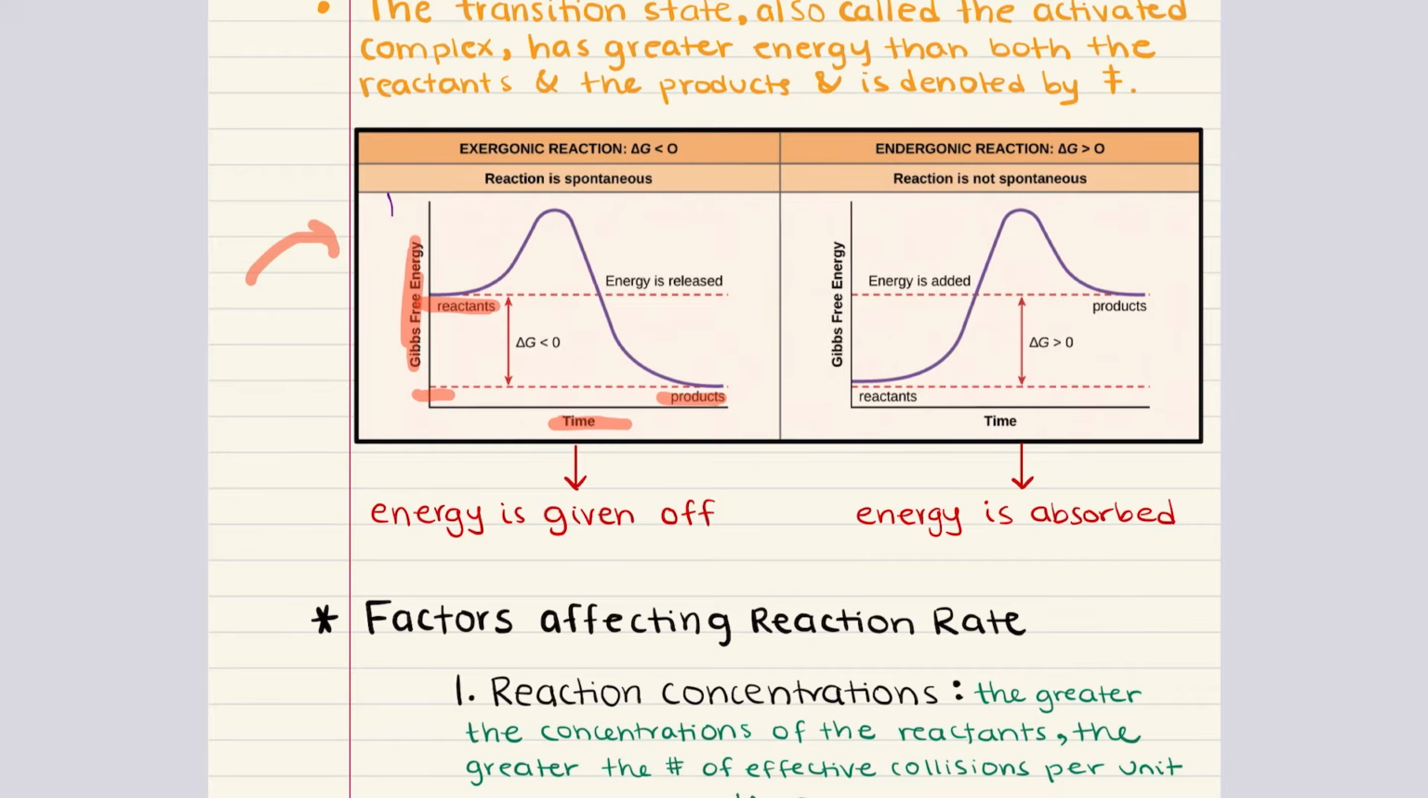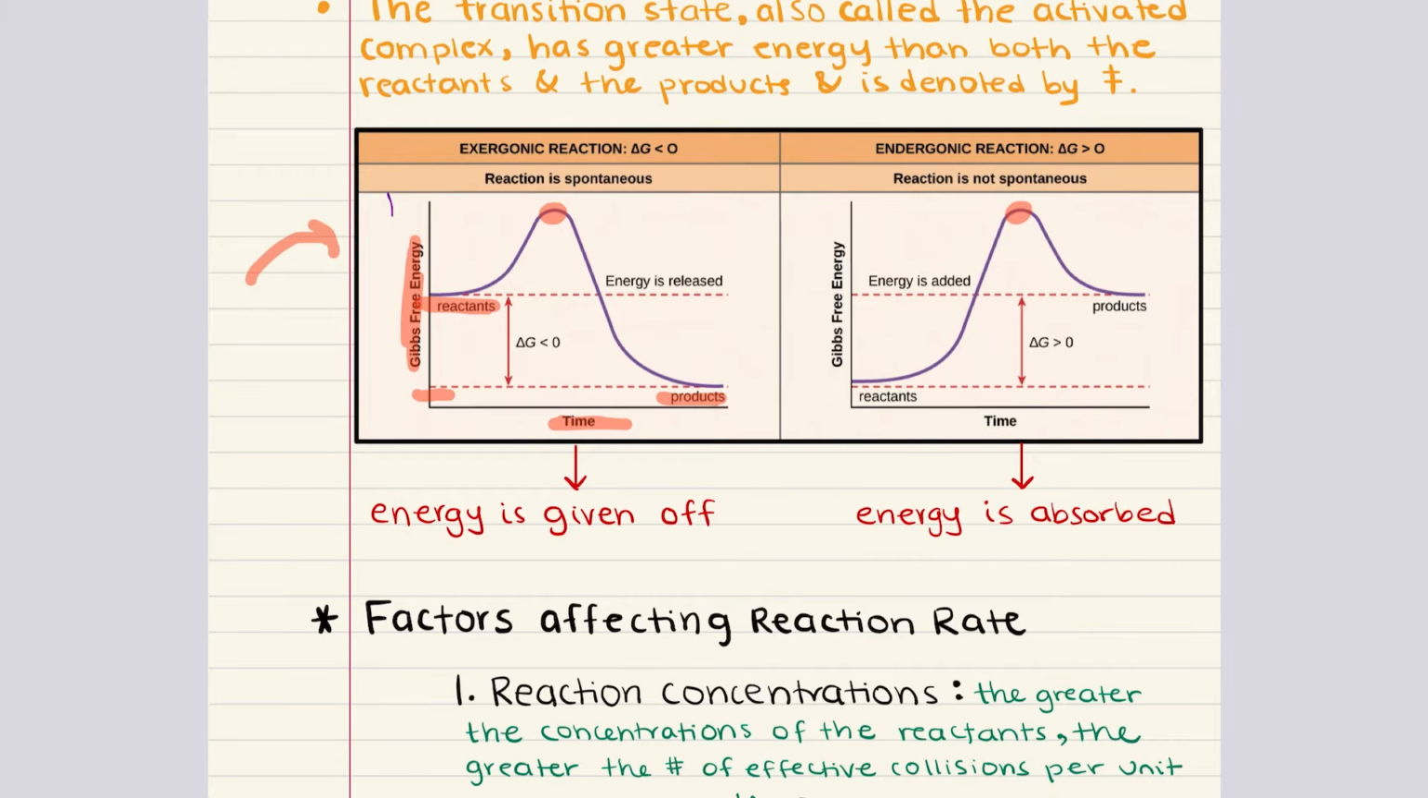Also note that this highest point is the transition state. It represents the highest energy level, indicating the activation energy barrier. You also see that for this second diagram.